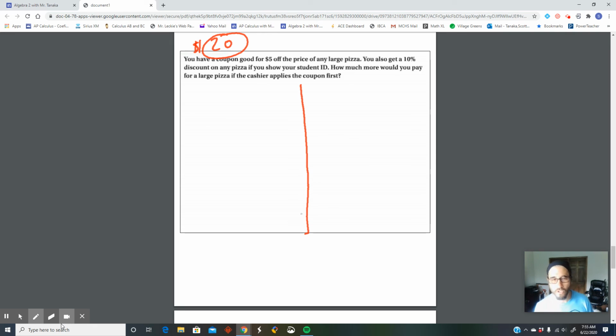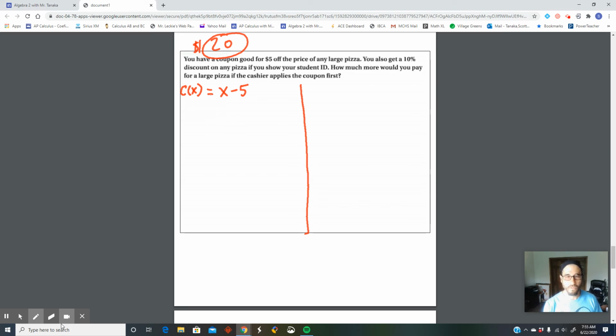All right, so first I'm going to create some expressions, some equations to work with. I have a coupon, so I'm going to call my coupon function C of X. It says the coupon is good for $5 off a large pizza, so I'm going to call that X minus 5. Now, do we know the price of the pizza in my specific example? Yes, we're going to say it's $20. But first I'm just going to set it up because we don't know what you guys like on your pizza, right?